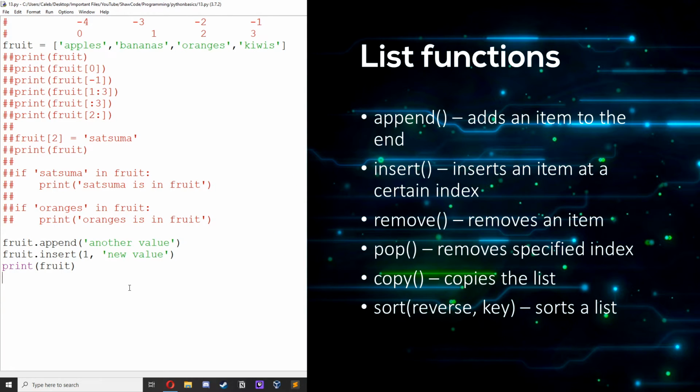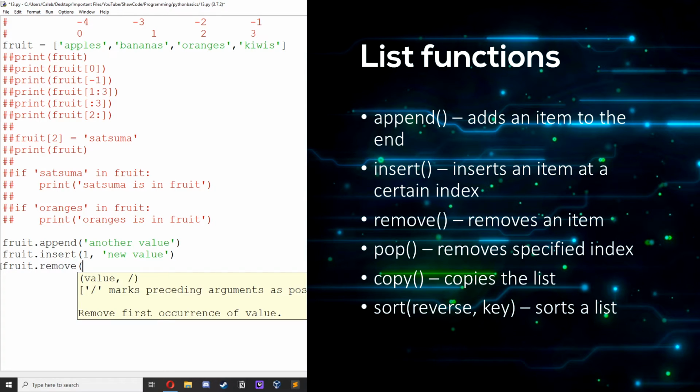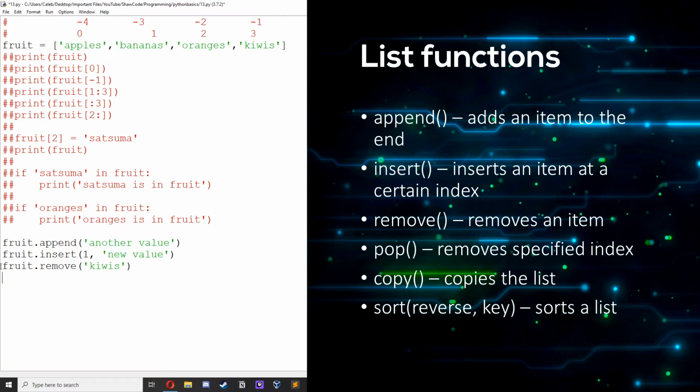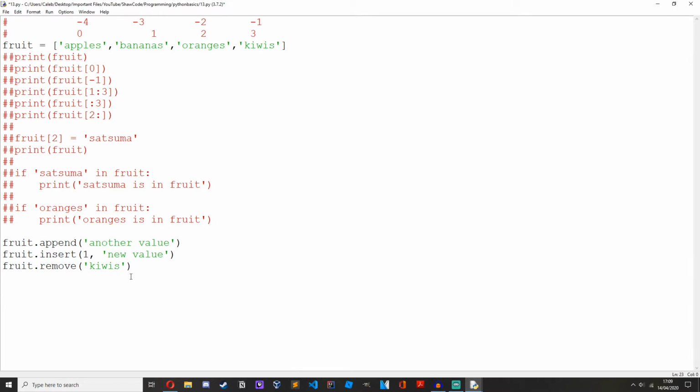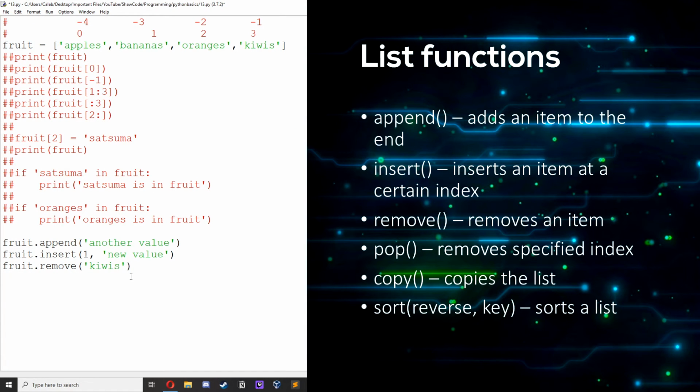The remove function removes an item, so if we do fruit.remove, we need the value, so let's remove kiwis. Print fruit. As you can see, we no longer have kiwis because it's searched for the value kiwis, it's found it, and it's removed it. We've got the pop function, which is very similar to remove, but instead of searching for an item itself, it searches for the index.